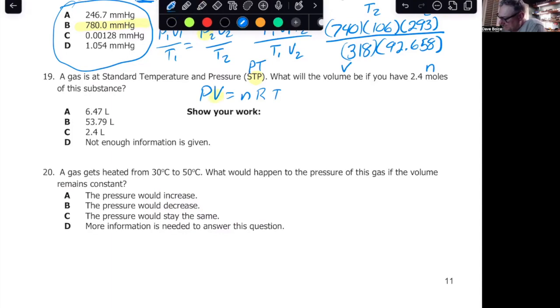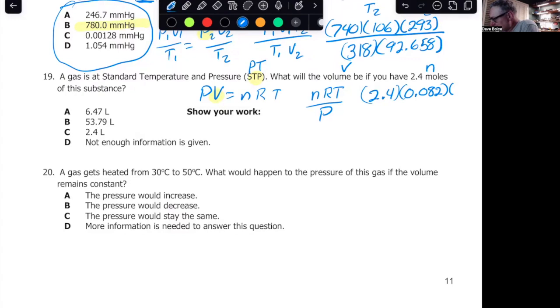All right, so let's go ahead and rewrite this. So basically divide both sides by P to isolate V. And so that's going to be nRT divided by P is going to equal my volume. n is already in moles. How nice is that? 2.4 times R. Now, which R do I use? Well, let's see. Standard temperature and pressure. I am going to go ahead and go with a pressure of ATM, because that's the easiest. And the R for ATM is 0.082.